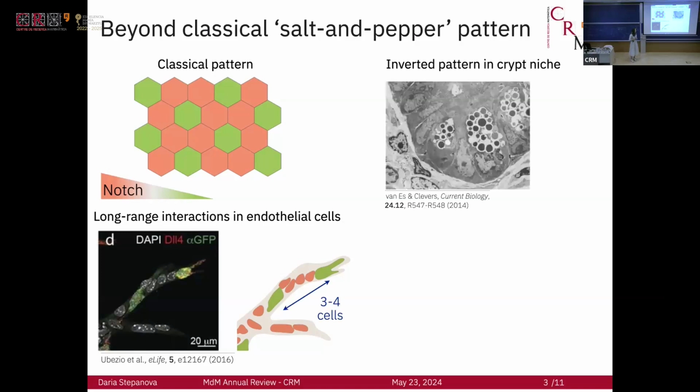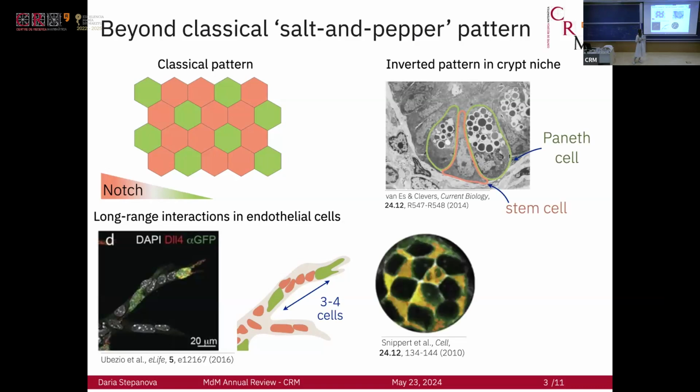Another interesting case would be the inversion of this classical pattern in the crypt niche. In this case, the high Notch cell is the stem cell, this tiny thing in here. It's squeezed between other cells which are very roundish and bulky. We call them Paneth cells, or the equivalent. You can see it better if you look, this is the crypt niche in cross section, but this is if you look at it from below. The stem cells would be those little guys in here, and these big round guys would be the Paneth cells.